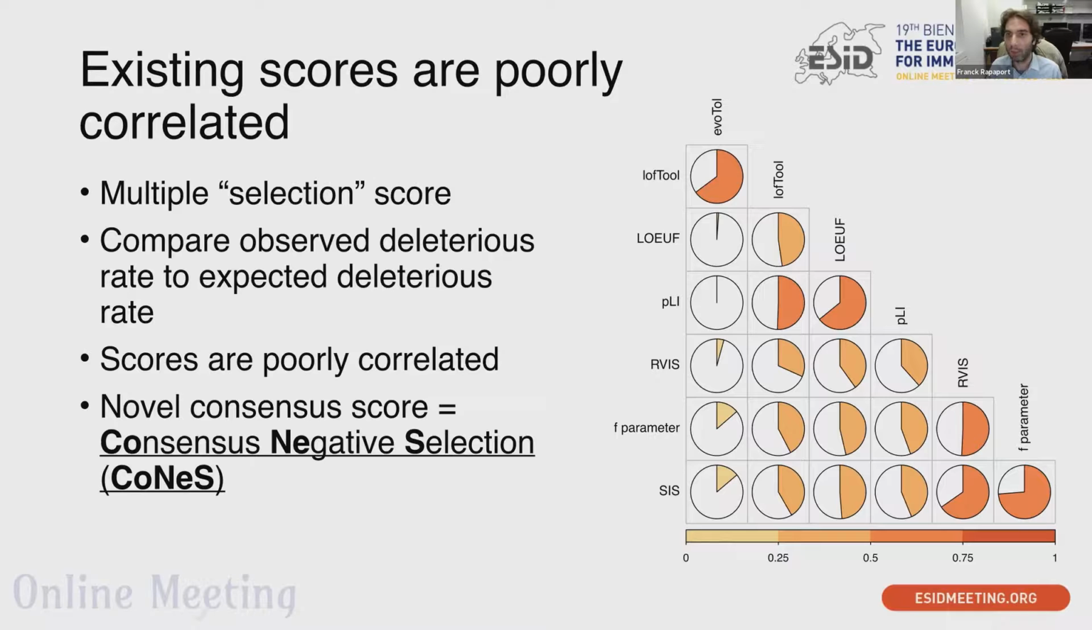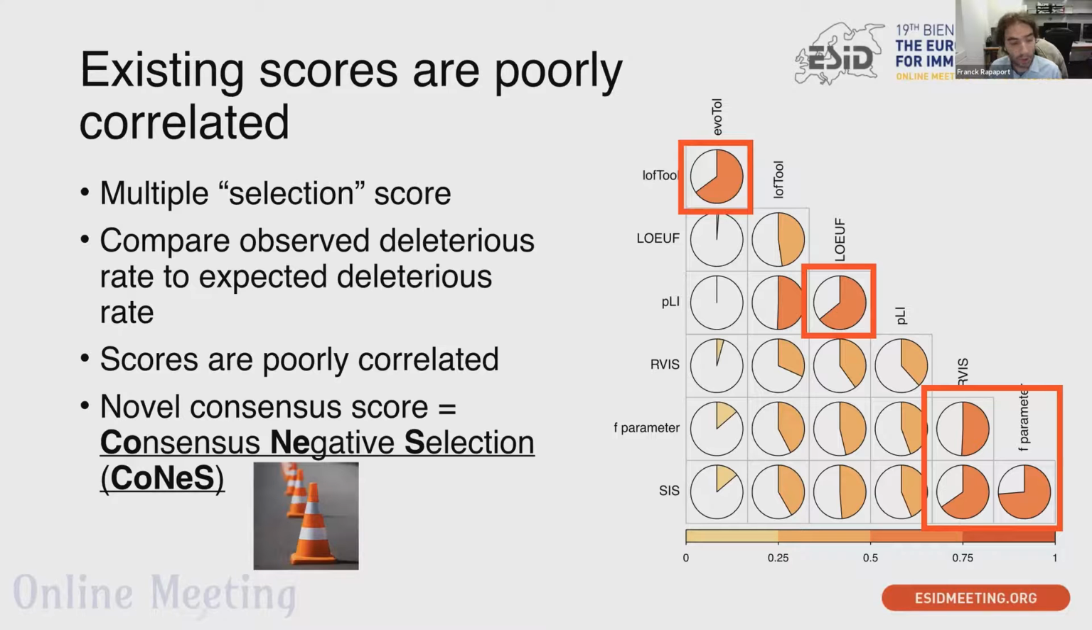So there are 3 different groups. One of them is LOEUF and EVOTOL, which are negative selection scores that use protein constraint. Another one is LOEUF and pLI, which put some emphasis on the difference between heterozygotes and homozygotes. And then there is the other group, which is ERVIS, the F parameter from SNP, and SIS. So we decided to use a consensus-based approach, and we constructed a new score, which we call CoNeS, for consensus negative selection.